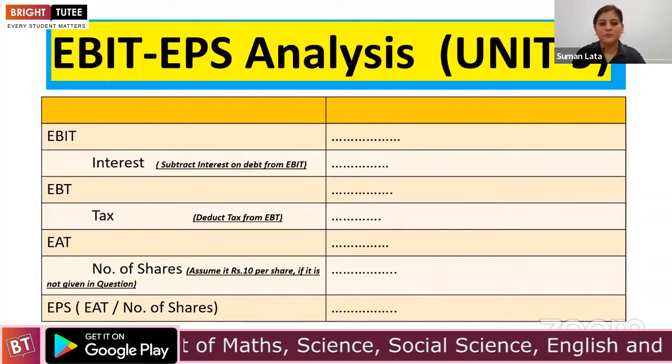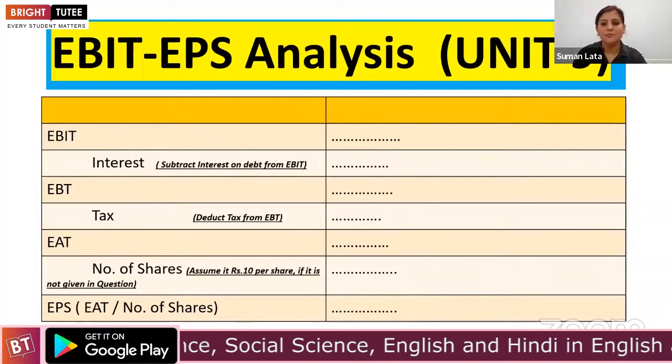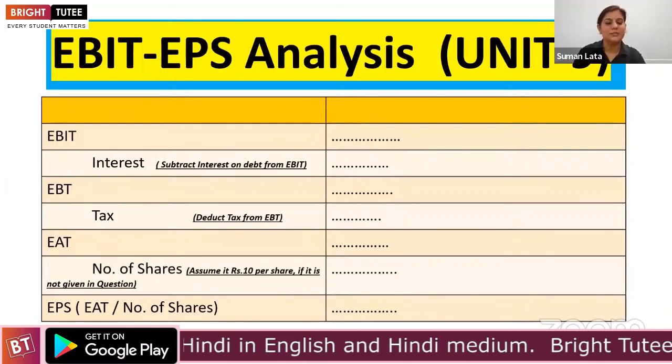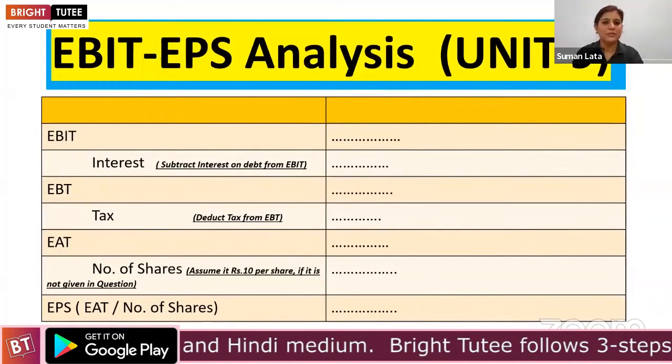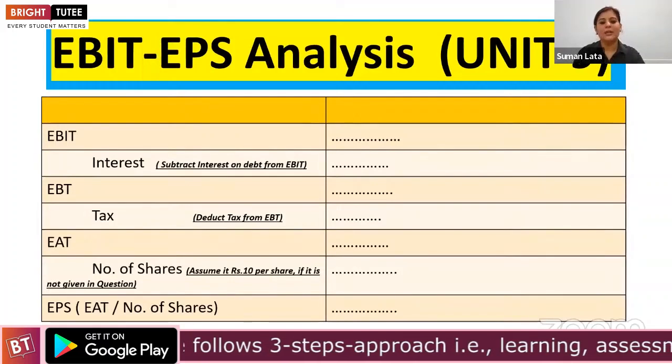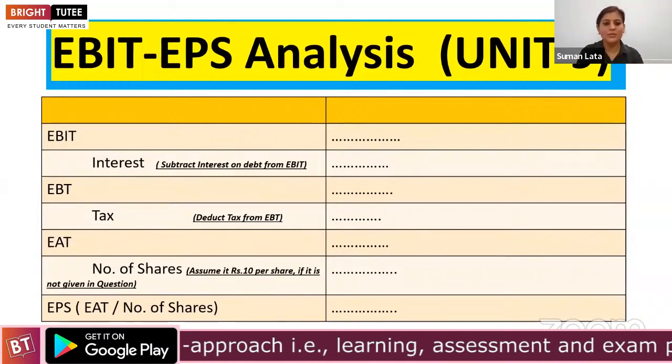EAT upon number of shares. What is EAT? Earning after tax. Let's revise. Earning before interest and tax, deduct interest, we get earning before tax. Then deduct tax, we'll get earning after tax. And now we have to take number of shares.